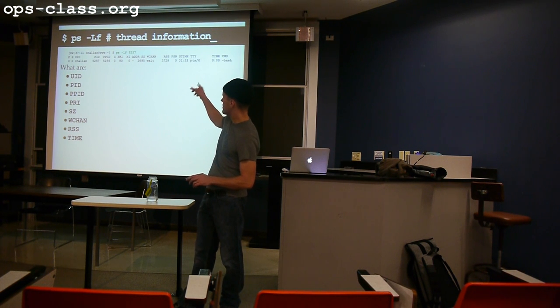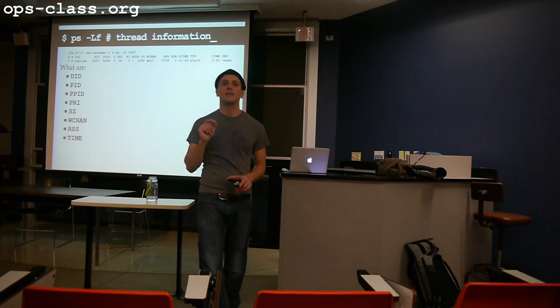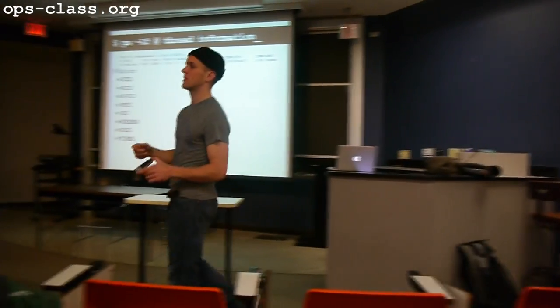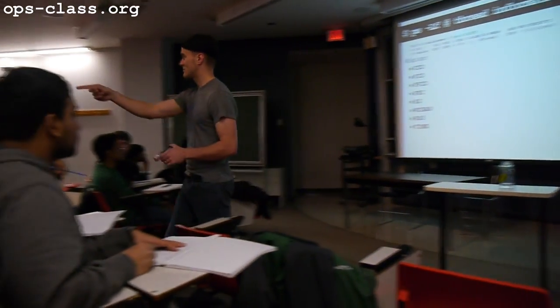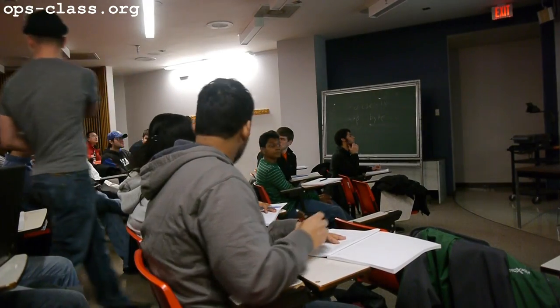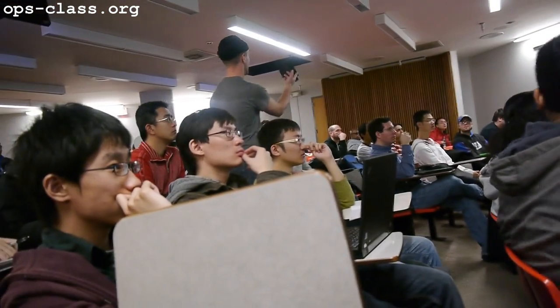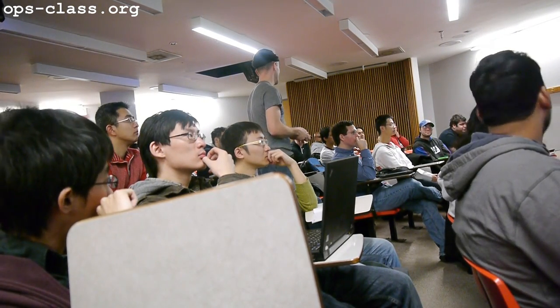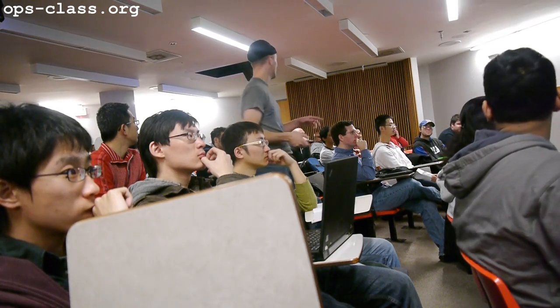Now I could run ps with a little bit more detailed output. Let's go through this together. UID: user ID. Next, PID: process ID. PPID: parent process ID. Good.